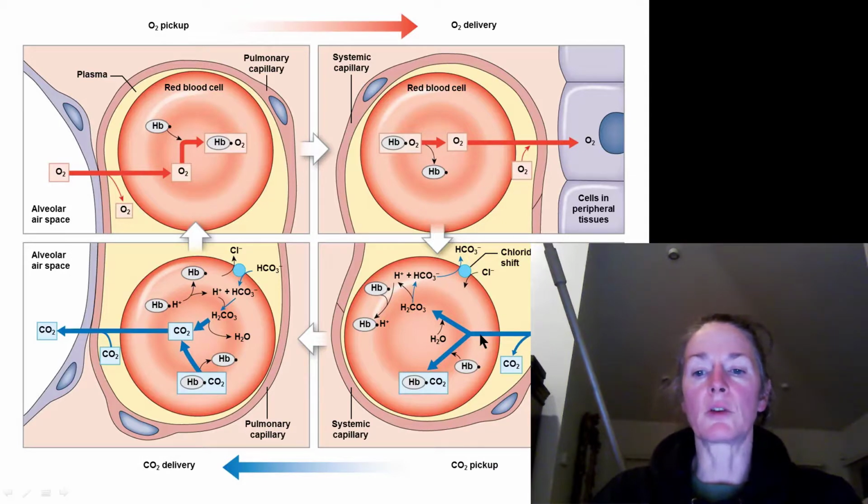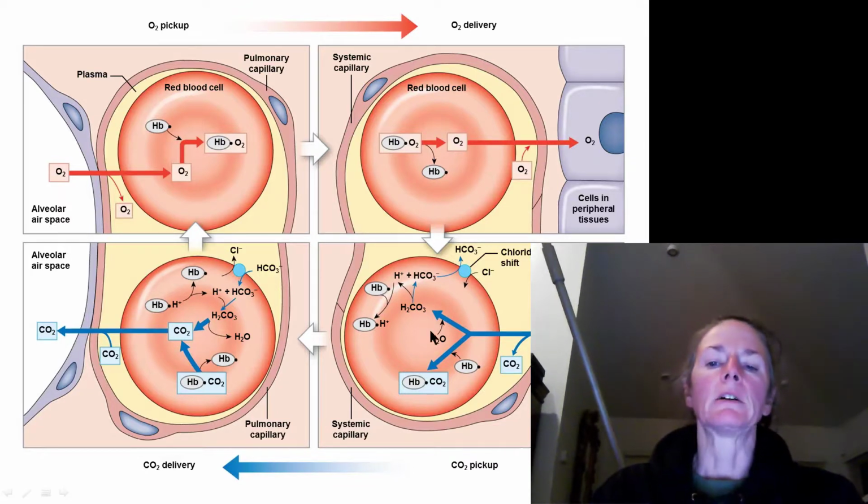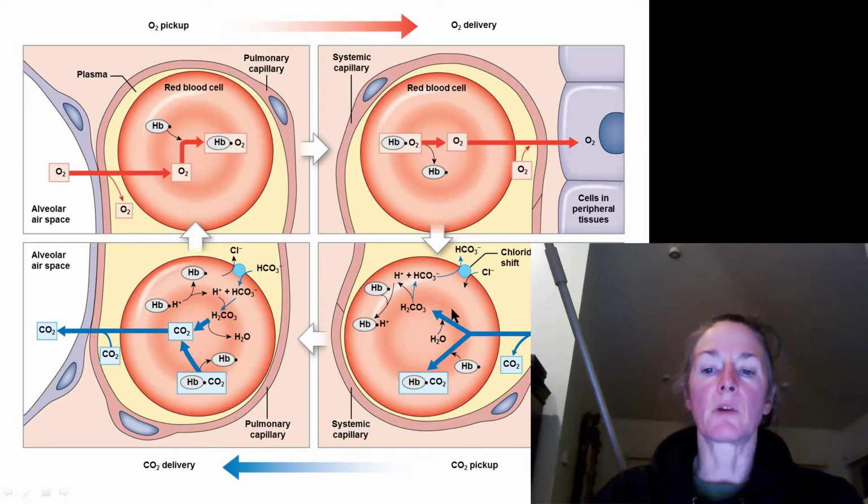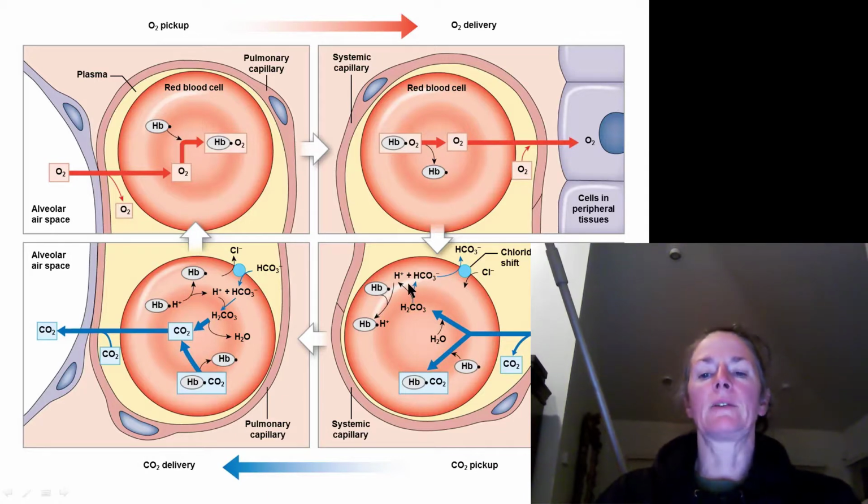The rest of it will enter into the red blood cell. About 23% will bind to the amino termini of our hemoglobin to form carbaminohemoglobin. The rest of it will be converted by something called carbonic anhydrase, which catalyzes the reaction of water with carbon dioxide to form carbonic acid. Now here's our carbonic acid, and it will immediately dissociate into bicarbonate ion.